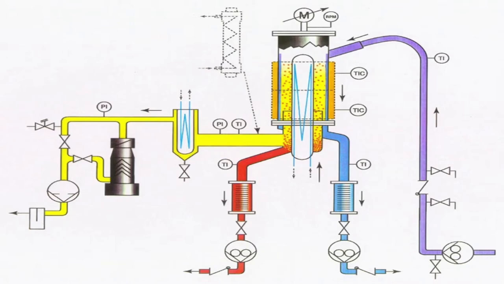Wiped film distillation is a solution that creates a thin film of a liquid on a vertical evaporator's inner surface, generated by a wiper system. As the wiper rotates, downflowing liquid is equally distributed to feed on the wall's inner side.